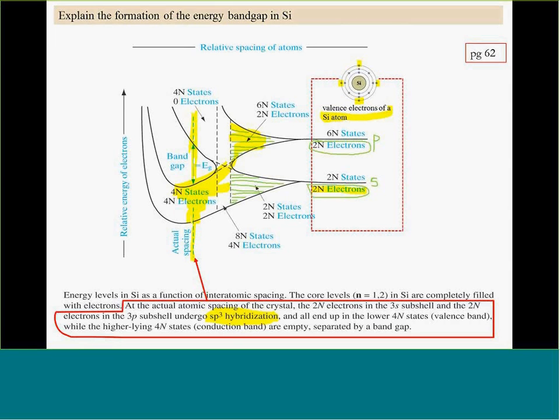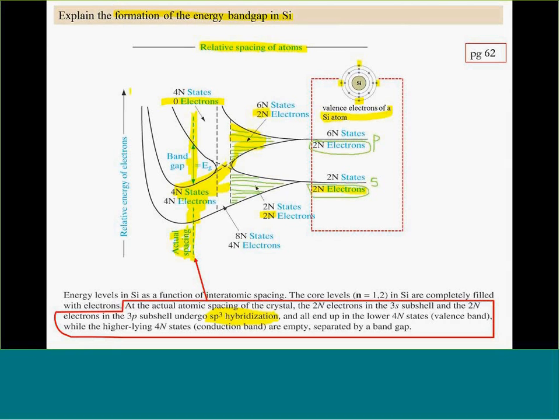Okay. So when it's far apart, in terms of the relative spacing of the atoms, it's still in the continuous form, still in the 2p states and 2s states. But at the actual atomic spacing, in order to optimize the distance between the atoms, they form a new energy level, sp3, where all the valence electrons are now in the valence band, and there is no electron in the conduction band. And between these two bands, there's a band gap. There are no energy states at all. Okay, that's how you explain the formation of the energy band gap.